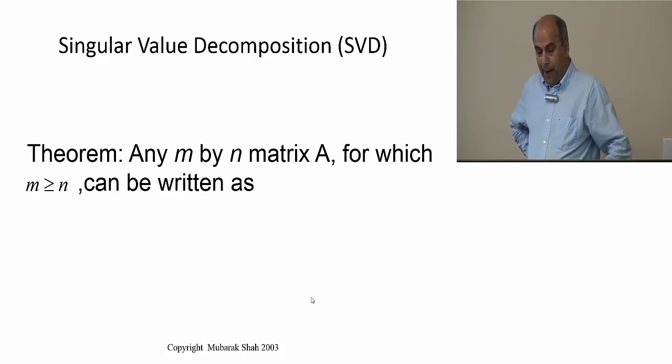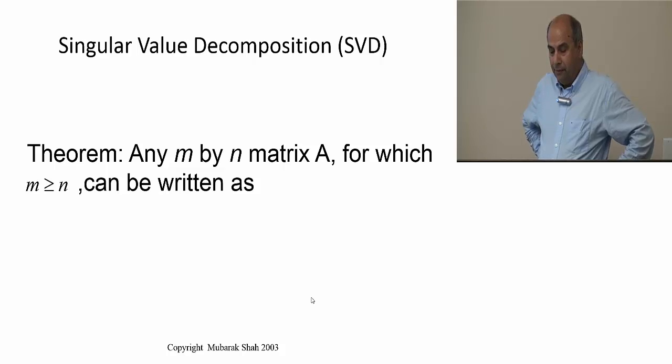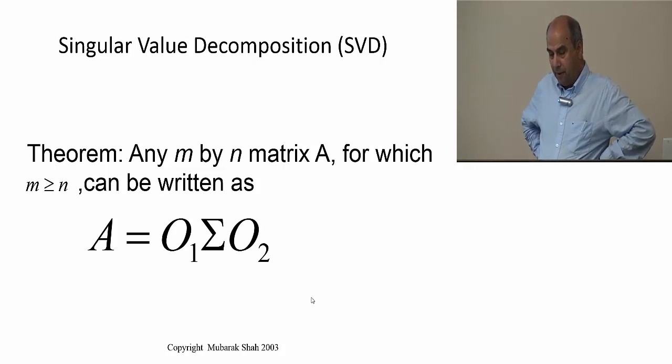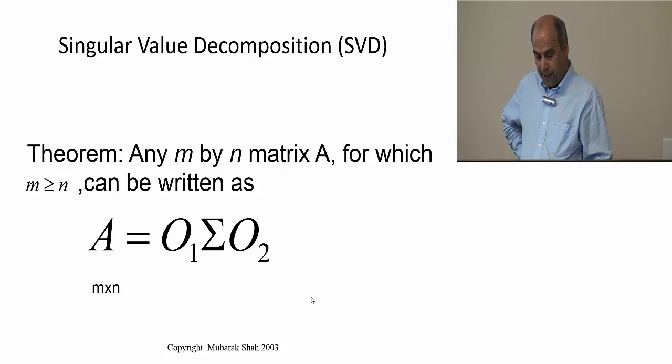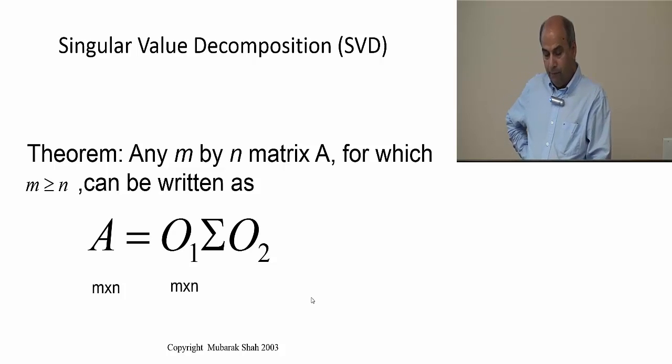Now the next concept is called singular value decomposition, which is called SVD. It's also very useful. There's a whole theorem which says that if you take an m by n matrix A, for which m is greater than or equal to n, we can write that matrix in terms of these 3 matrices: O1, sigma, O2. This is the factorization of the matrix into 3 matrices, also called singular value decomposition. So this is m by n, and this O1 will be m by n, this sigma will be n by n, and then O2 will be n by n.